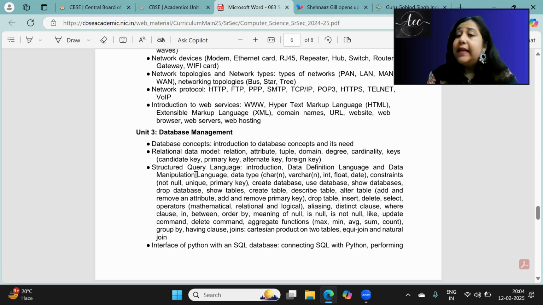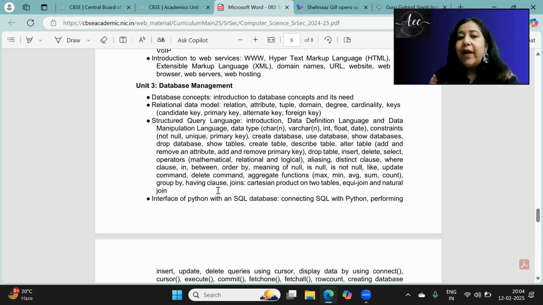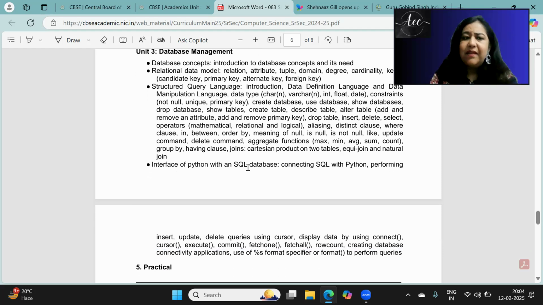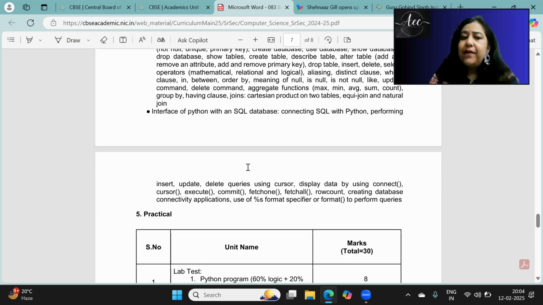Then we have database management. This is a non-procedural language, SQL, that you study in this. You study basic concepts of database over here, and SQL, how to write the commands, how to get the output of the commands. That is what we're going to study here. This is relatively easier in comparison to Python. So it won't take much time and it is not that difficult as well.